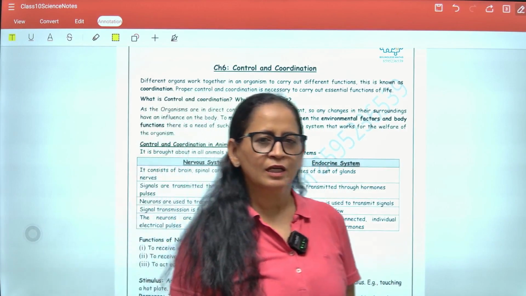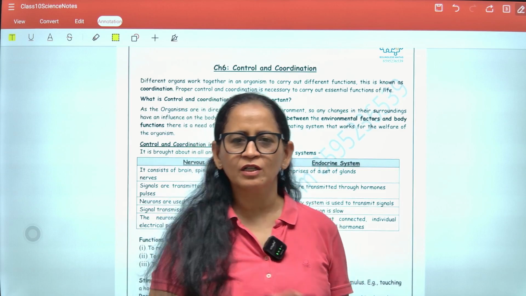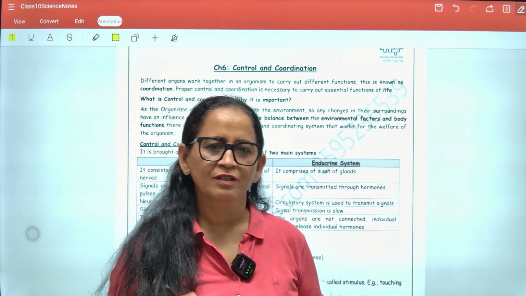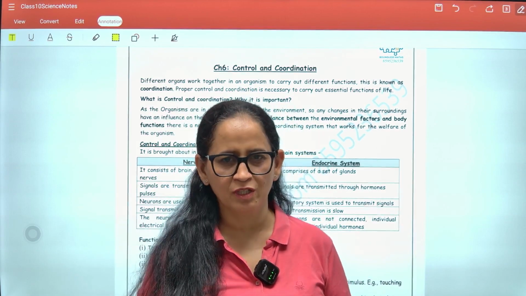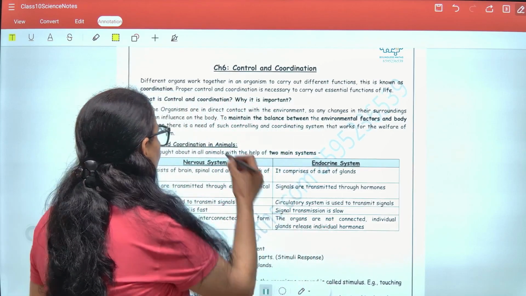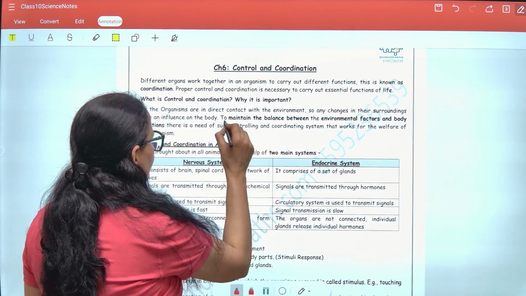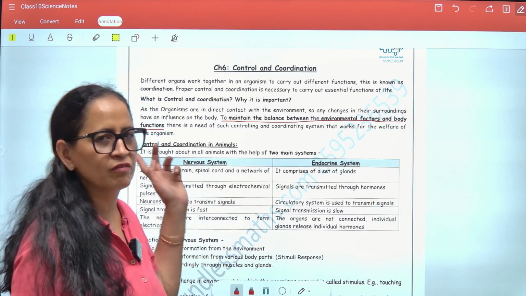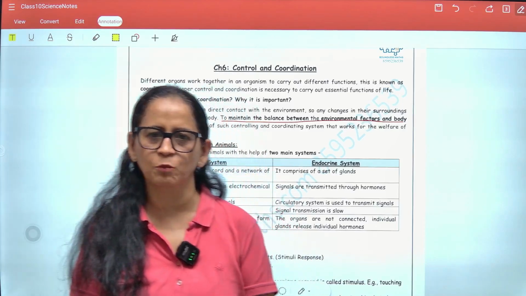Coordination means controlling as well as coordinating across various organs and organ systems to make the body respond effectively in response to changes in the environment. So why do we need that coordination? To maintain the balance between the environmental factors and body functions. This is the reason why we need the control and coordination system in our body.